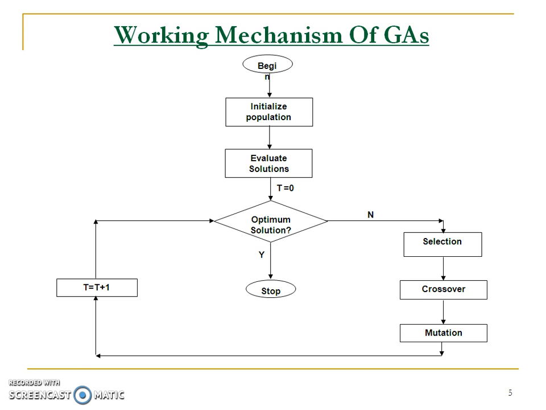So basically the process is that we start with a randomly generated initial population, then we evaluate the fitness of each solution or each chromosome. Then, until we get the feasible solution, the selection is done for crossover, then on the resultant chromosomes mutation is applied, and the process continues.